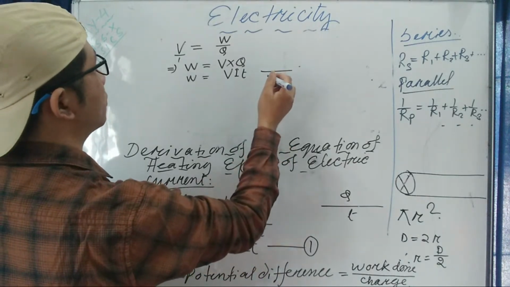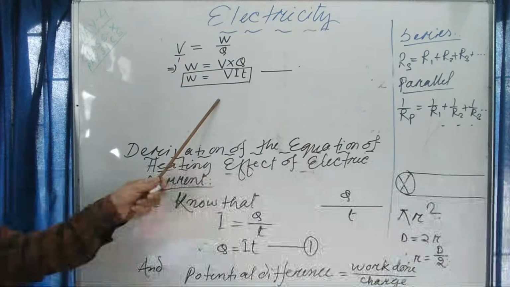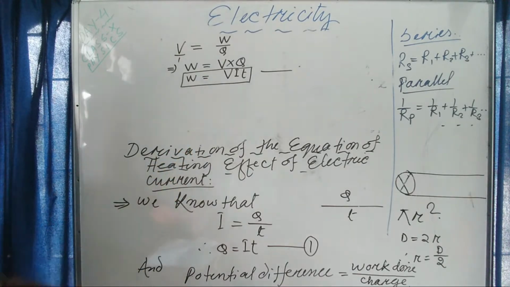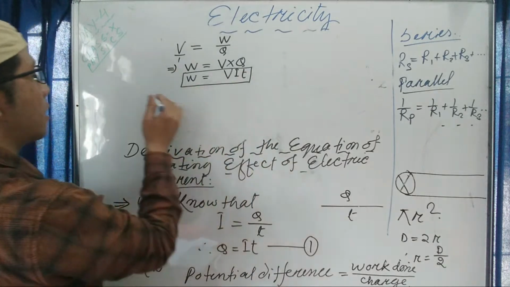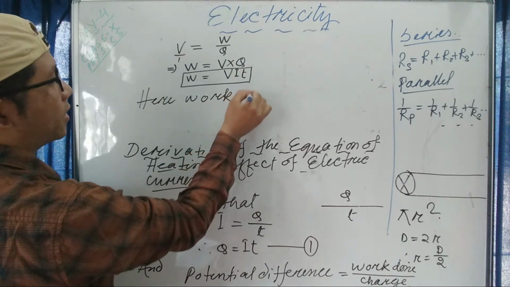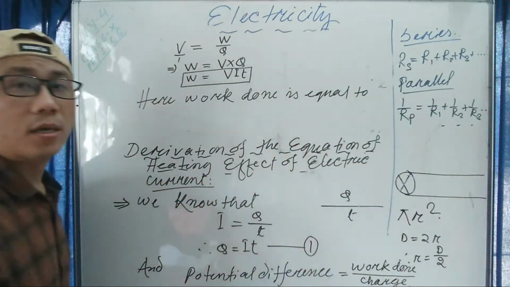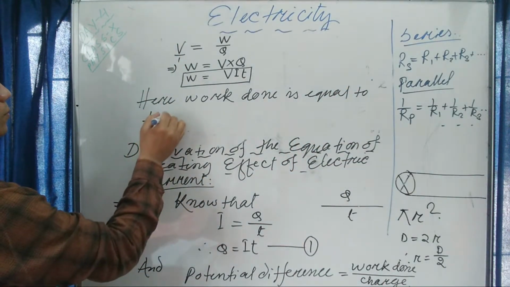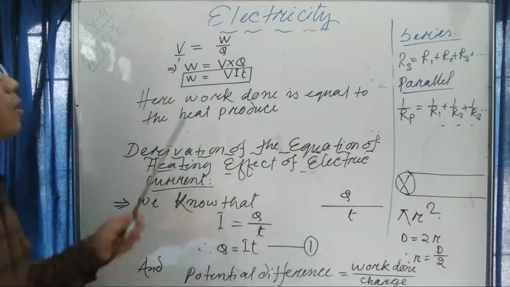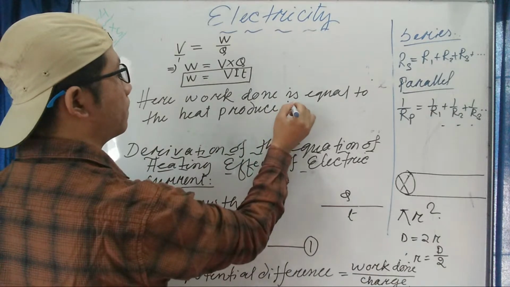Okay, so this is equation number 2. From here also we can find out how much work is done by the conductor. These points we already know. And here again we have to know that work done is equal to the heat produced. Work done by the conductor is equal to the heat produced in the conductor.